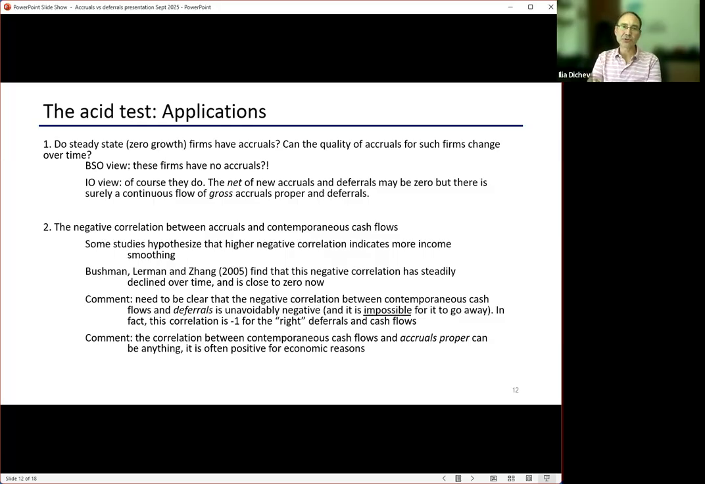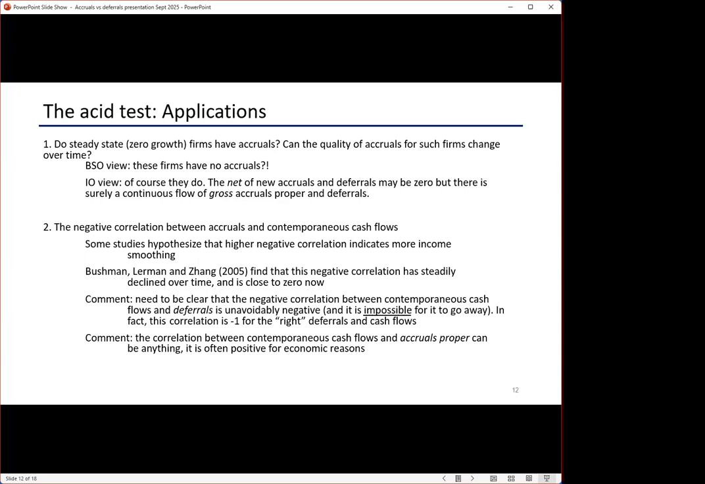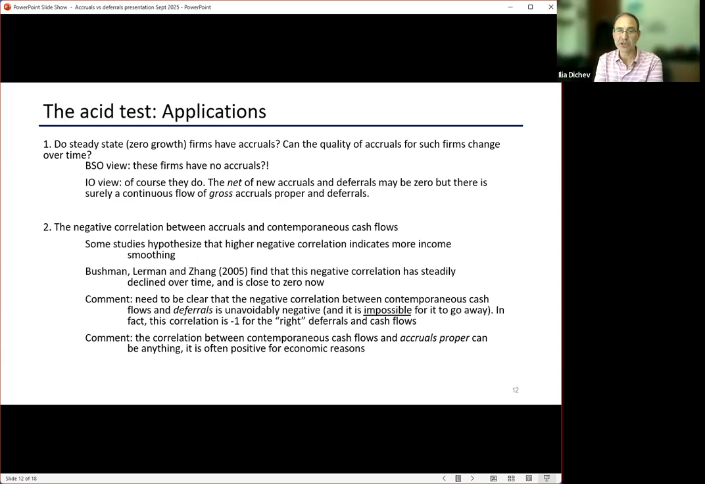How about this negative correlation between accruals and contemporaneous cash flows? That's in a lot of papers, right? Some studies hypothesize that a higher negative correlation indicates more income smoothing. That's a pretty popular hypothesis. So is it true? Well, could be. There's certainly income smoothing, and so that exists. But before we get to that, we have to be clear about the null here. And the null is that accruals, which are about half deferrals, the deferrals are very strongly negatively correlated with cash flows by construction. If you have the right measures, the correlation is -1. That's not even a question. That's just how things work.